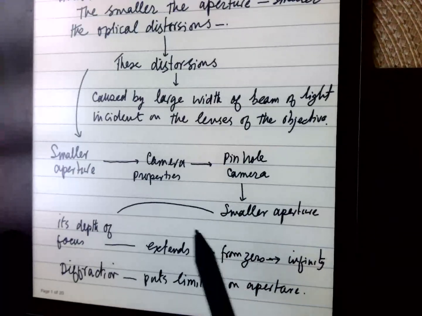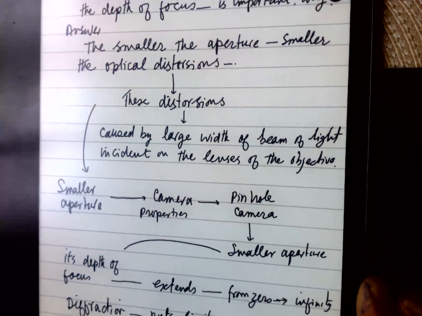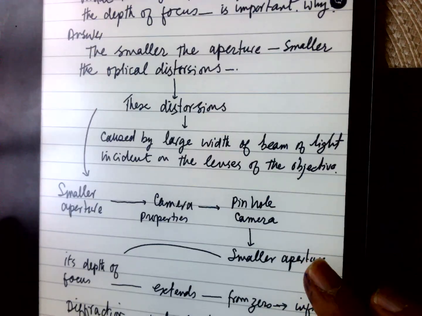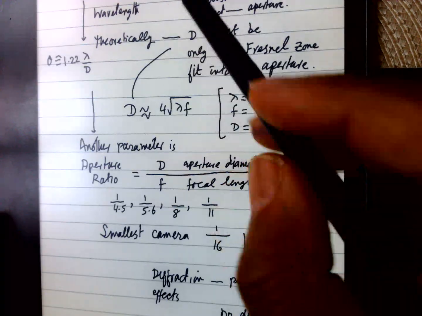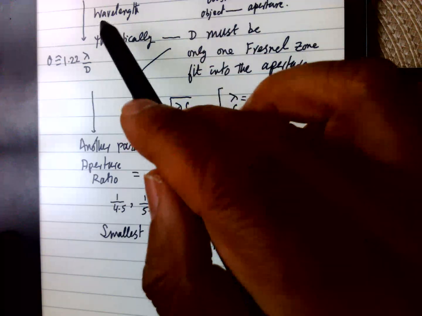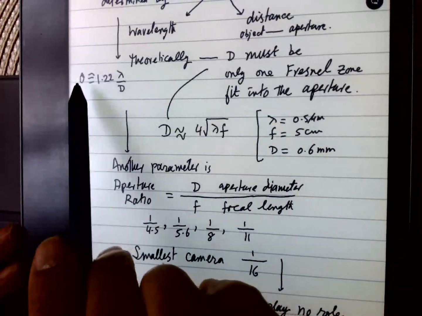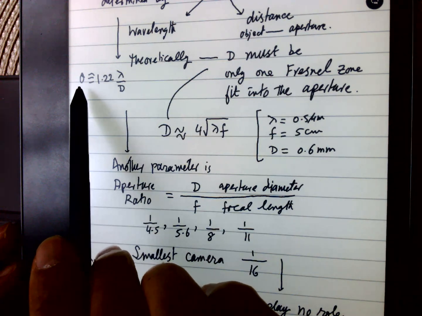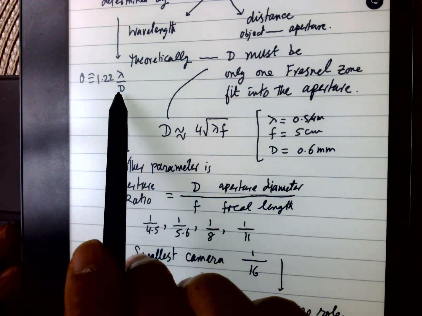And another cause of the distortion is diffraction. So diffraction also puts a limit on the aperture. How big the aperture should be is determined because of the diffraction. The diameter of the aperture, which is D, gives an angle. We want the angle to be a larger distribution of the angle. Larger the distribution, smaller the aperture.